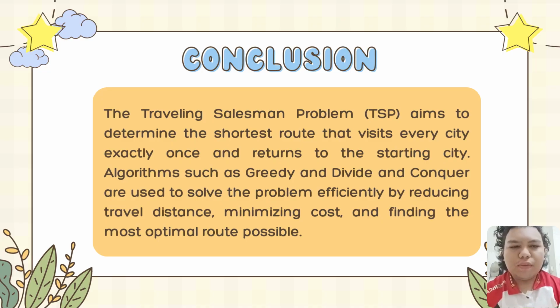And last but not least, for the conclusion, the traveling salesman problem (TSP) aims to determine the shortest route that visits every city exactly once and returns to the starting city. Algorithms such as greedy and divide and conquer are used to solve the problem efficiently by reducing the travel distance, minimizing costs, and finding the most optimal routes possible.